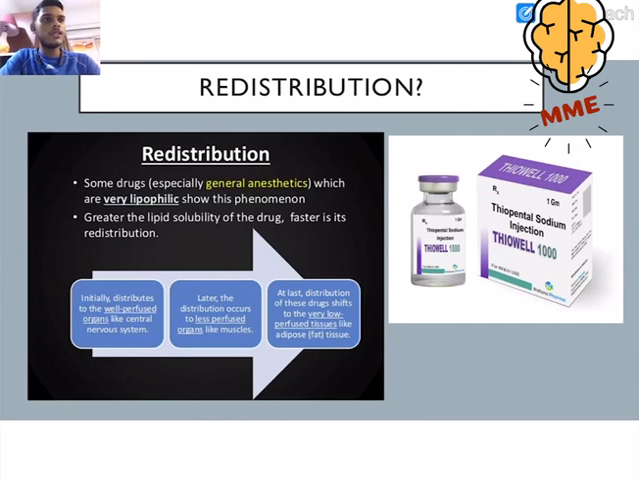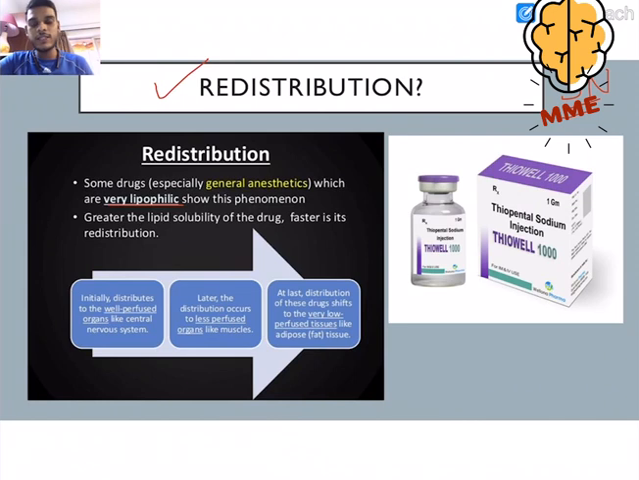One more important short note. This is again a short note. Okay, so this is redistribution of the drugs. So what do we mean by redistribution? There are some drugs which are lipophilic. Lipophilic means lipid loving, and these drugs show this property of redistribution.